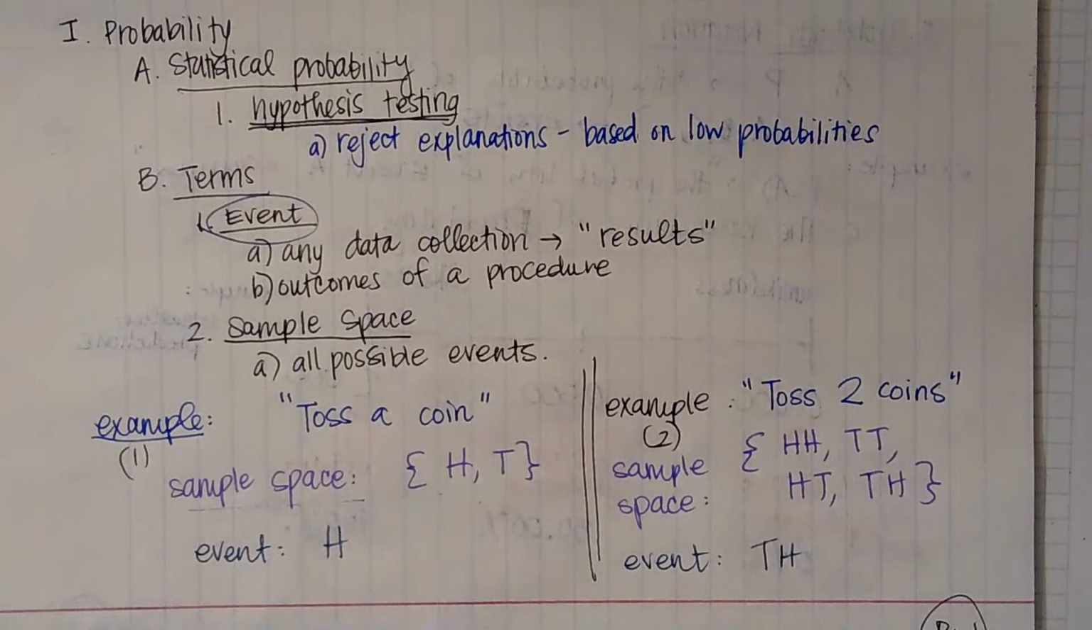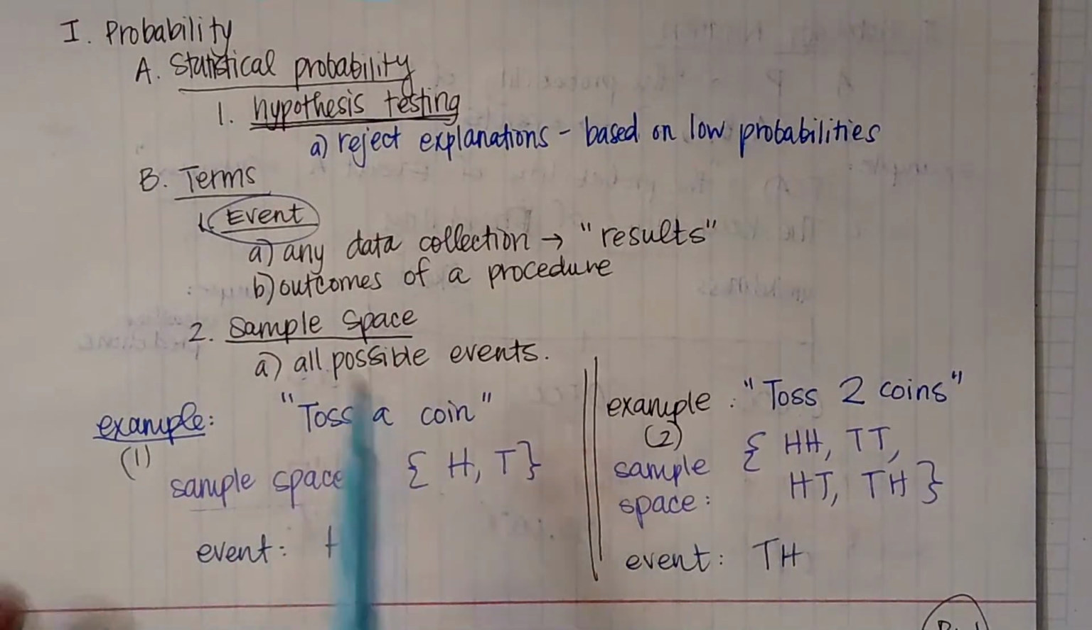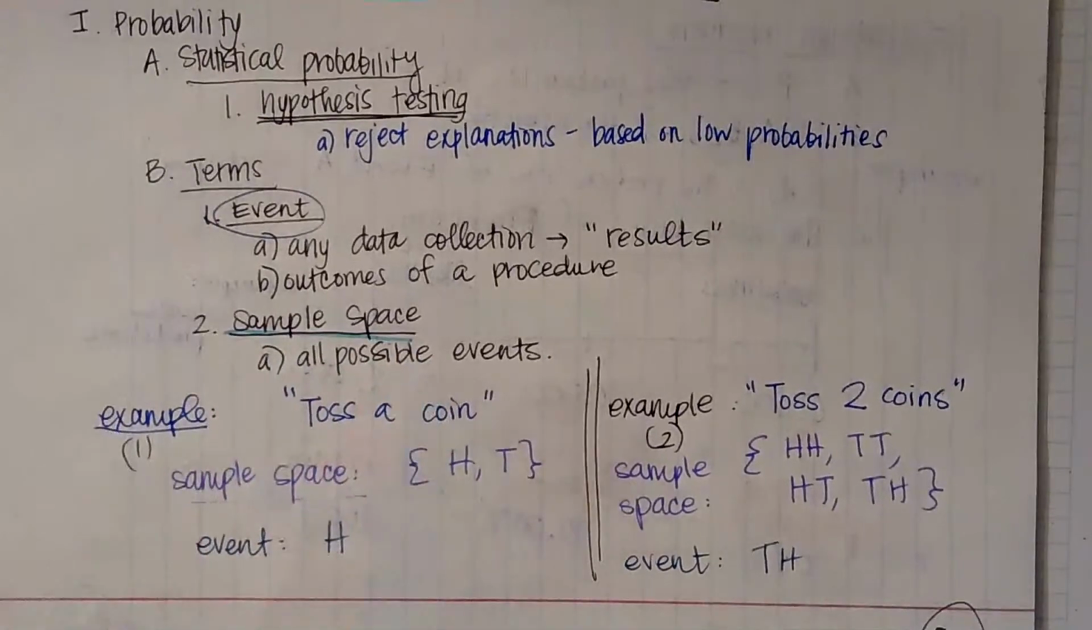So, some terms that we like to go over first: the event is any data collection or result. And this can also be considered the outcomes of a procedure. I have another term, sample space. Sample space is kind of like the data set, and the set number when we compare it back to our previous notion of stats. So these are all possible events linked to whatever you're doing.